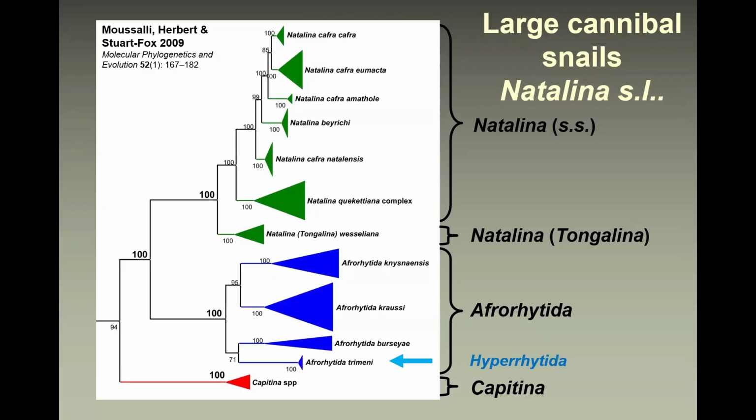Another interesting thing here is the other fourth subgenus, Hyperrhytida, which was originally part of Natalina. We discovered that it was nothing more than just another species within the genus Afrorhytida. The characters for Hyperrhytida are just species level characters, and we now treat Hyperrhytida as a synonym of Afrorhytida.